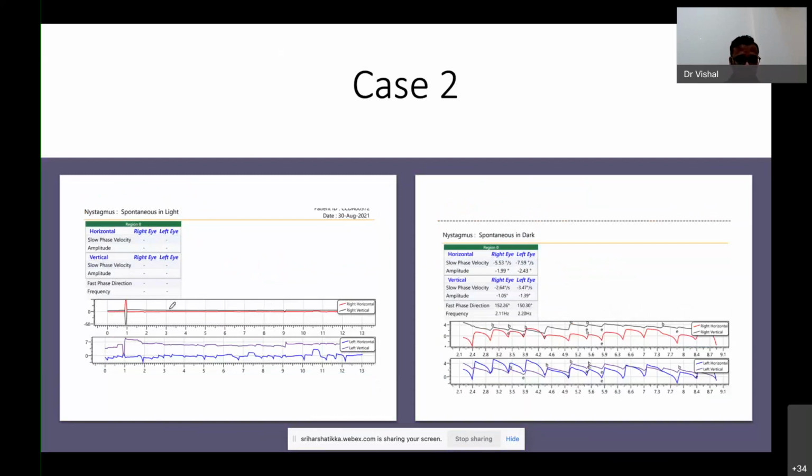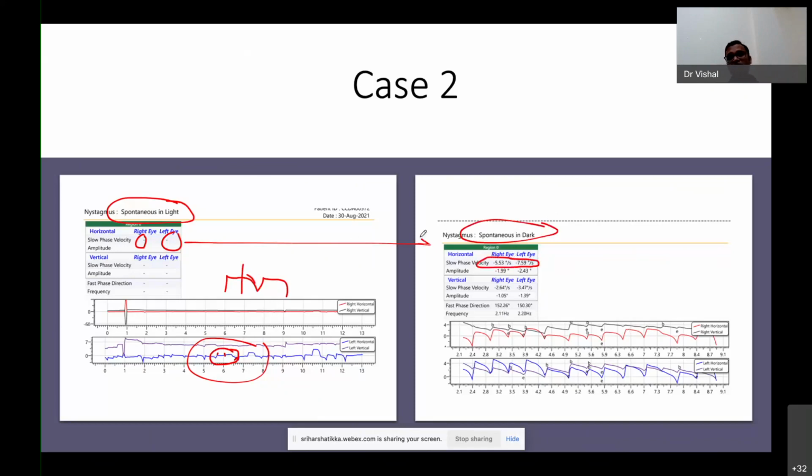And another thing is, in the second patient, in light, for example, there was no nystagmus or very subtle nystagmus. You can see this subtle nystagmus. If you see the waveform, you can appreciate that initially the velocity is less, and later on in the later half the velocity increases. So there is exponentially increasing slow phase velocity. And in dark, if you see, there was an increase in the slow phase velocity as compared to the light.